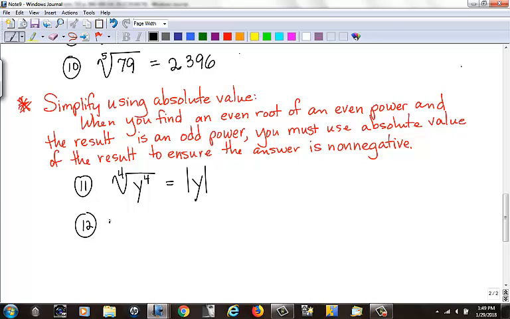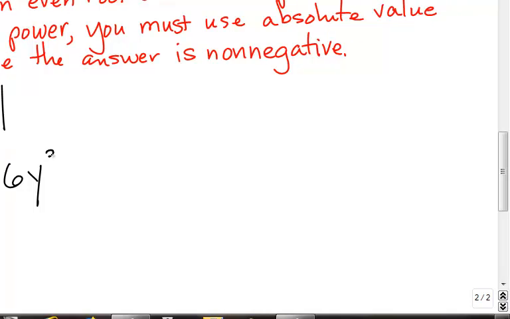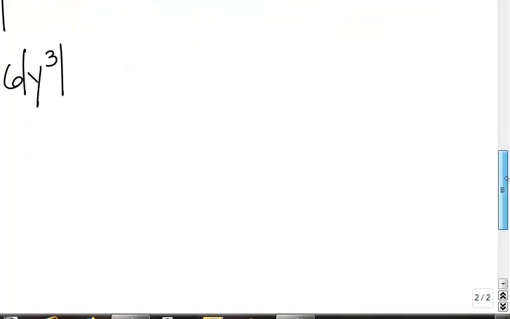Yep. So if you had square root of 36y to the 6th. So that's a square root of a y to the 6th. Square root of 36 is 6. And then you'd have y to the 3rd. It's an even root of an even power. The answer is odd. Absolute value around the y to the 3rd. Not around the 6.